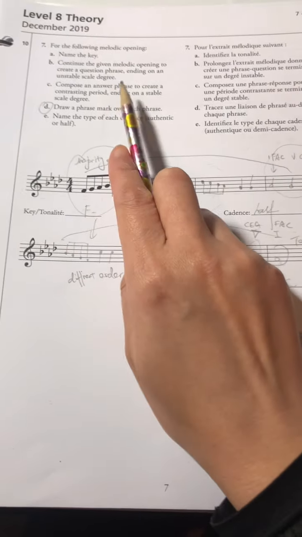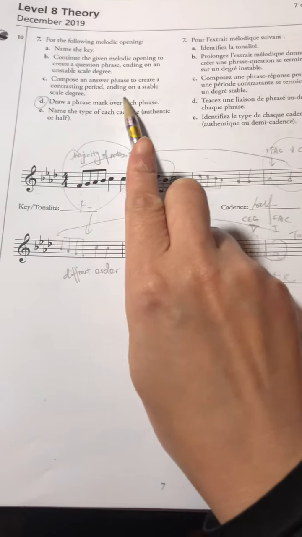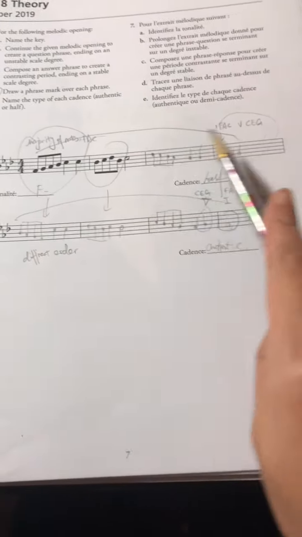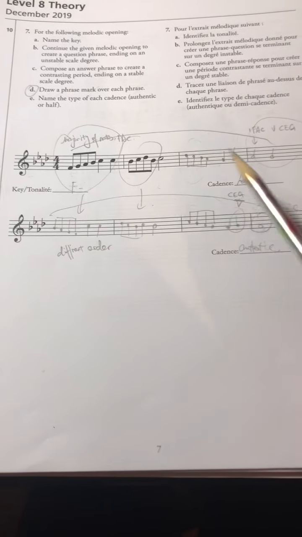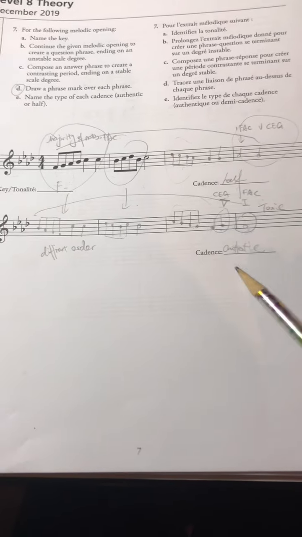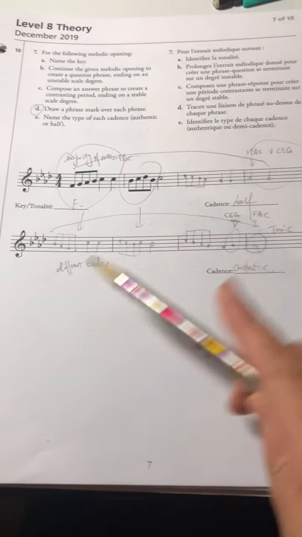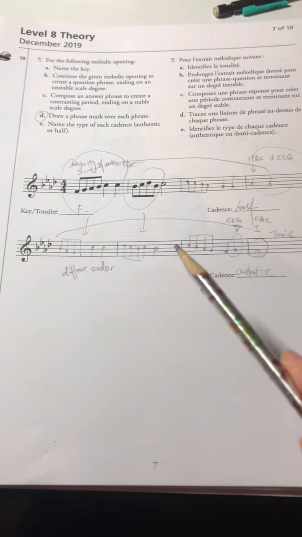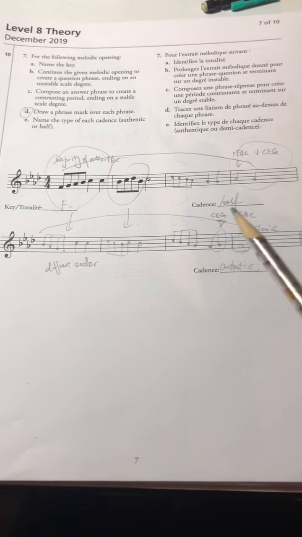Then I finish B and C. The C is just to complete the second line. Then D is to draw the slur. Question E, they want you to write the cadence, so it's half cadence, then authentic. If you do it this way, this is what the person did last year. I think she got 10 out of 10. I'm just using her example, okay?